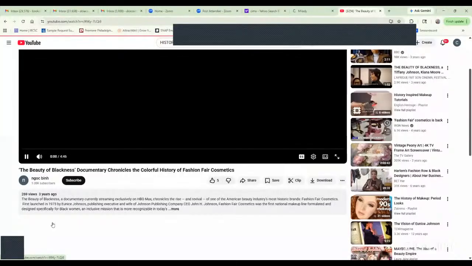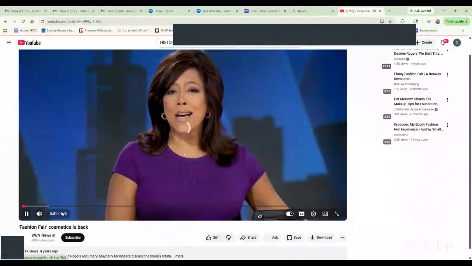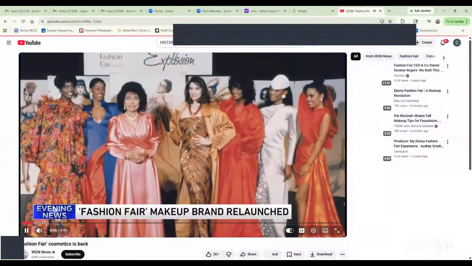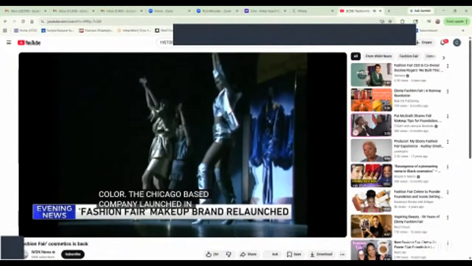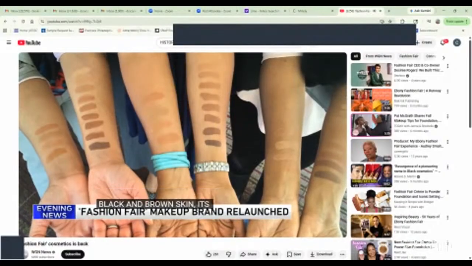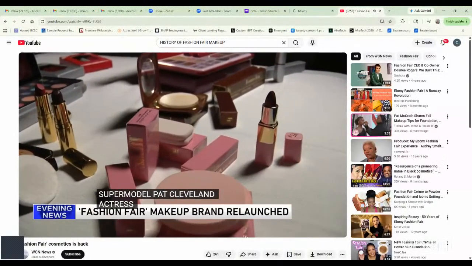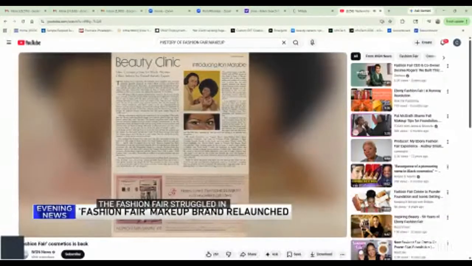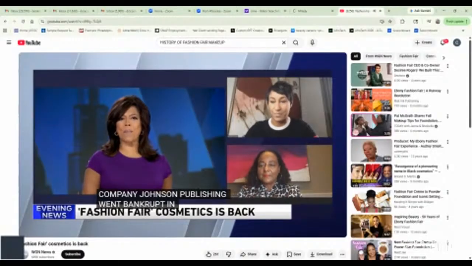Fashion Fair Cosmetics, one of the first major cosmetics companies in the U.S., targeting people of color. The Chicago-based company, launched in 1973, made products created just for black and brown skin. In its heyday, the products were used by celebrities, including supermodel Pat Cleveland, actress Diahann Carroll, and legendary Aretha Franklin. But Fashion Fair struggled in later years until its parent company, Johnson Publishing, went bankrupt in 2019. Fashion Fair relaunched this week under co-owners Desiree Rogers and Cheryl Mayberry McKissick.